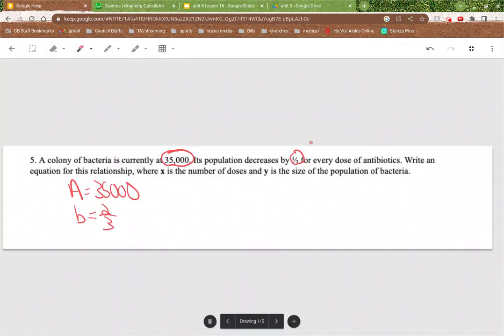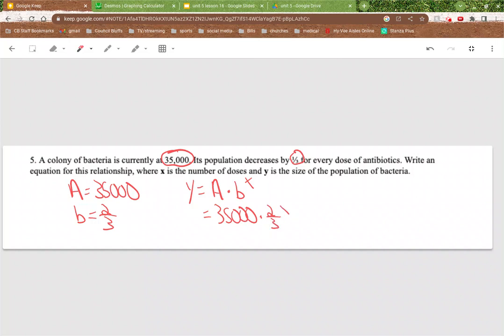So when I make my equation here, y equals A times B to the power of X, the equation is going to be 35,000 times 2/3 to the power of X.